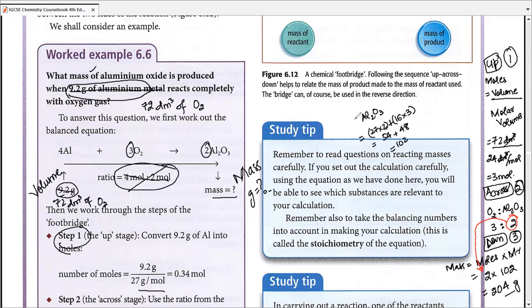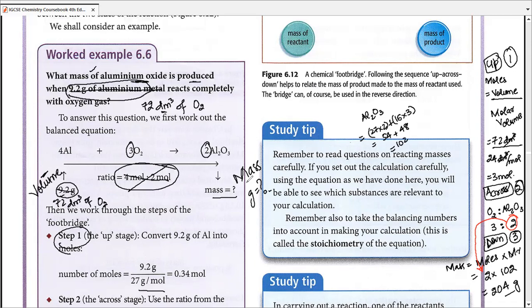Yes, sir. Okay. So I changed this worked example 6.6 on your left. I'm going to read out the changed statement for you. What mass of aluminum oxide is produced when the original question was about 9.2 grams of aluminum metal? Instead, I changed it with the value of 72 decimeter cubes of oxygen. Now, as soon as I say the word decimeter cube, what should come into your mind is that we are working with volume, as I've written on your extreme left. All right. So we have the value for volume and we need to find out the mass of the product.